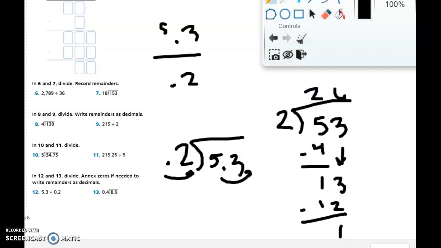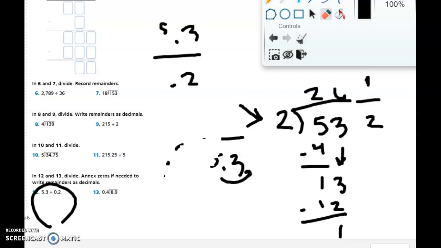Now, let's look at this another way. We could put a decimal here and a 0, right? And continue to divide. The other way I want you to remember to use it, so it does ask us for the remainder as a decimal, and we'll look at that in a second. But this 1 becomes the numerator of our fraction if we are to write our remainder as a fraction. So that becomes our numerator. Then our divisor here becomes our denominator. So our answer becomes 26 1/2.